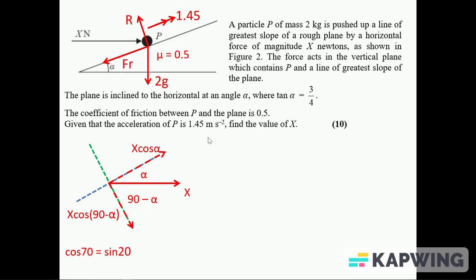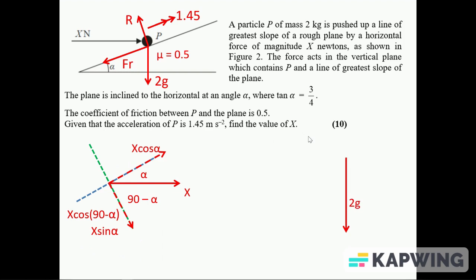Now, the cos of 70 is the same as the sine of 20, because they add up to 90. If you think about a right angle triangle, if that's 70, that top angle's 20. The cos of 70 is this side over the hypotenuse, which is the same as the sine of 20, the opposite over the hypotenuse. So the cos of 90 minus alpha is the same as the sine of alpha. So that component perpendicular to the plane is x sine alpha.